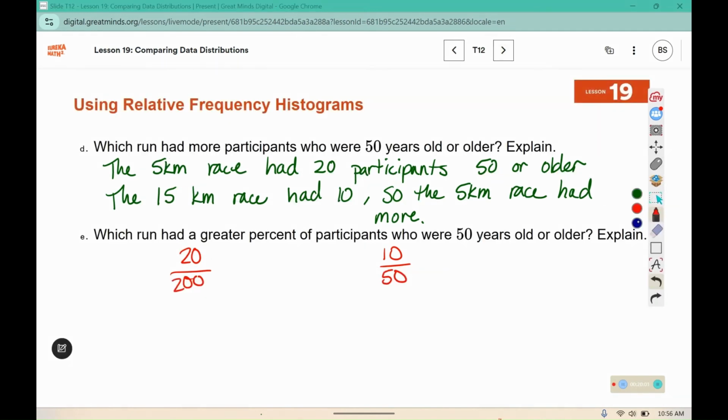Now we need to change them to decimals. 20 out of 200 is 0.1, which is 10%, and 10 out of 50 is 0.2, which is 20%. So the 15-kilometer had more.